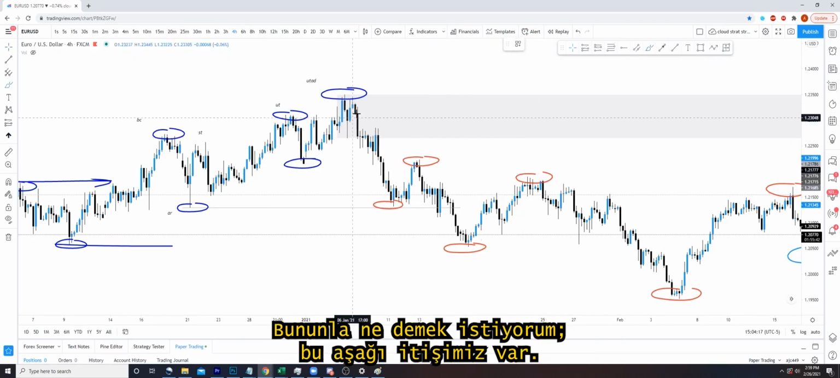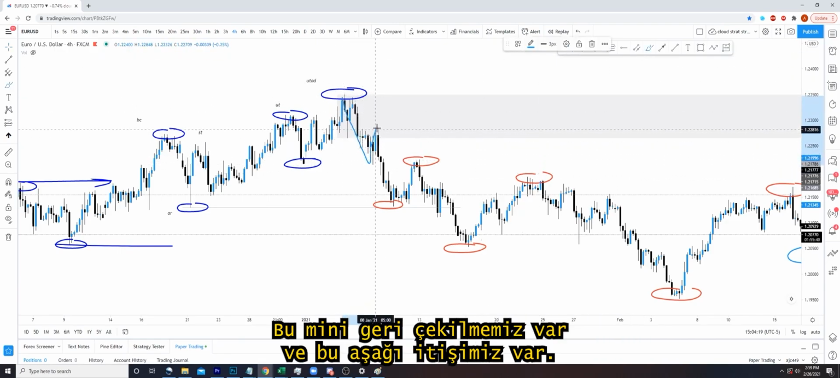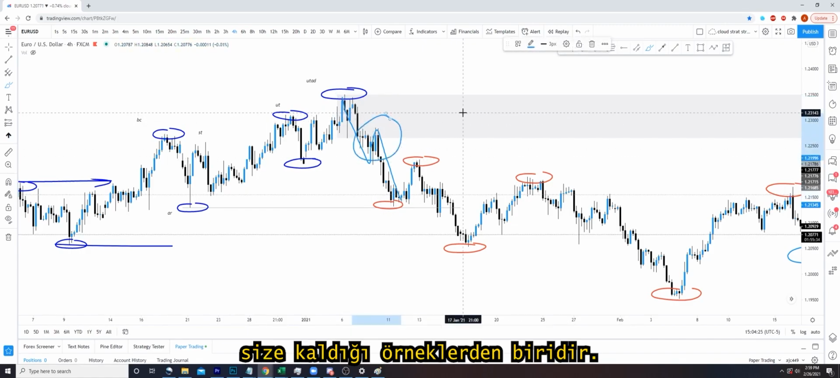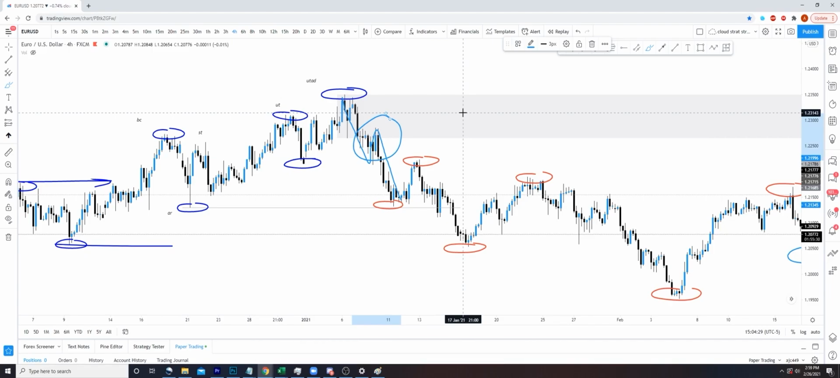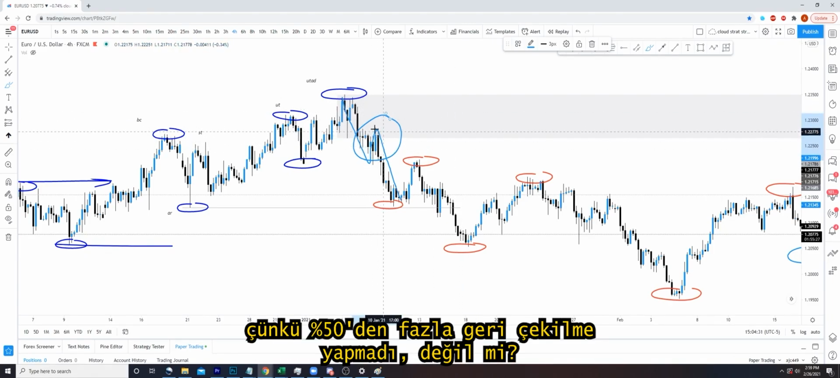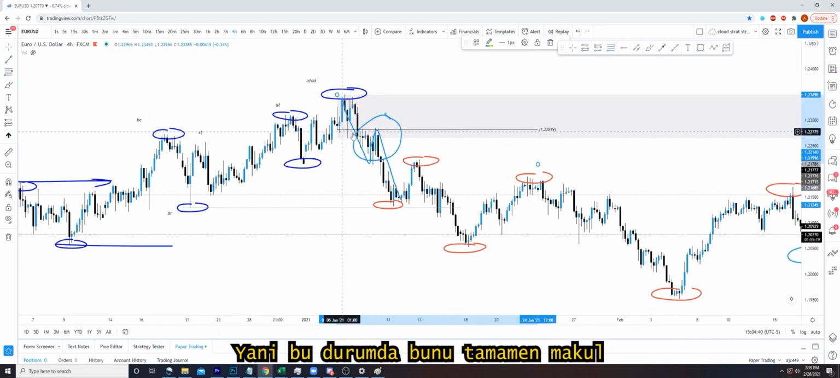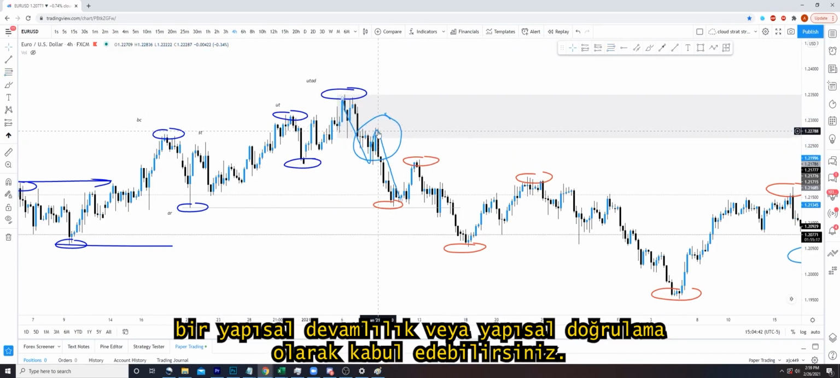Now, within that, there is actually structure that we could potentially use. And what I mean by that is we have this push down, we have this mini retracement, and we have this push down. Now, this is one of those examples where it is up to you whether or not you want to consider that a valid structural point. And what I mean by that is because of the fact that it didn't make a more than 50% retracement, right? So if we take a look at the fib from the high to that low, oh, actually it did. So in this case, you could consider that a fully plausible structural continuation or structural validation.